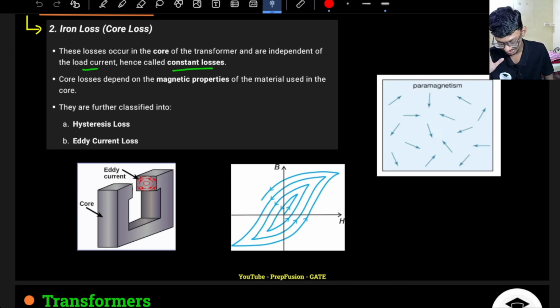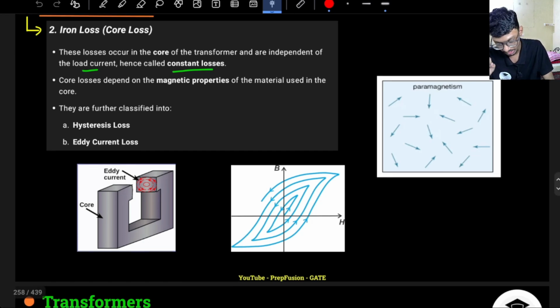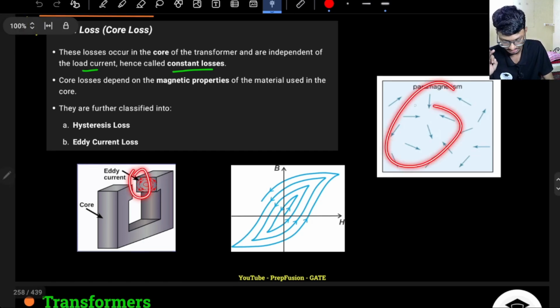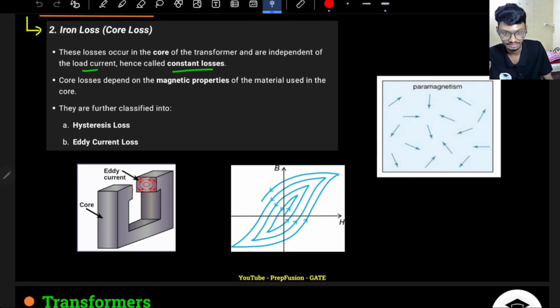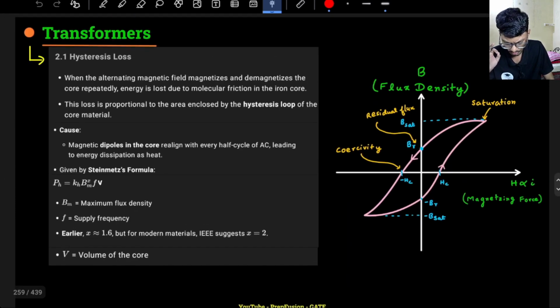So we were discussing the iron loss. I had already discussed a bit about eddy current loss and hysteresis loss, how they happen. Now we will discuss a bit about the hysteresis loss, and how it is dependent on different parameters.